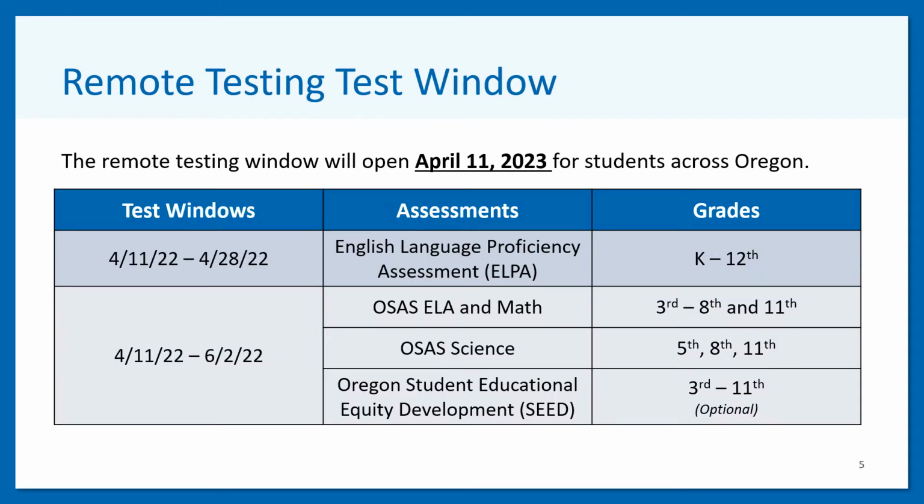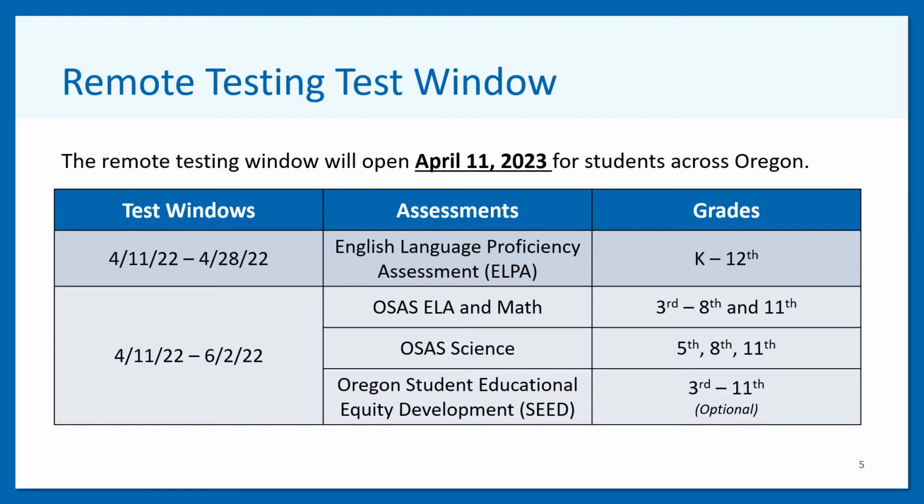The remote testing window will open April 11, 2022 for students across Oregon. The English Language Proficiency Assessment, or ELPA, is administered to students kindergarten through 12th grade who are receiving English Learner Services and has a test window of April 11th through April 28th. The remaining assessments and the SEED survey will begin April 11th and run through June 2nd.